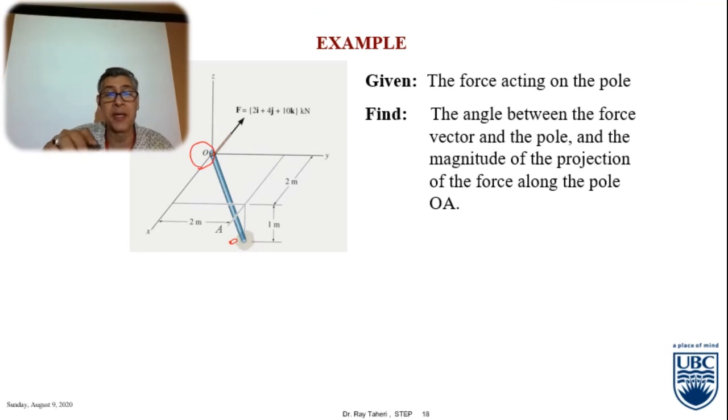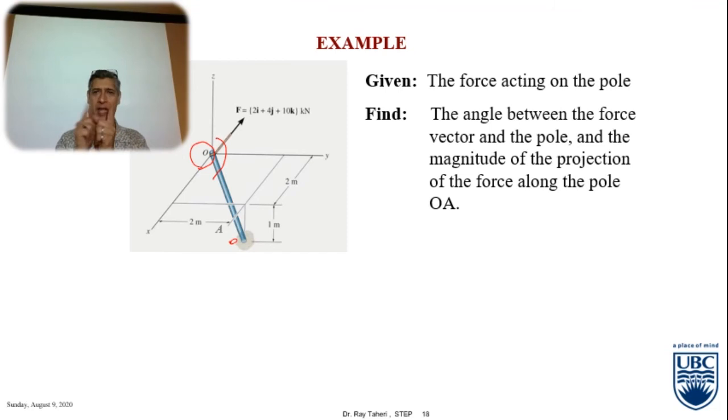You have the force F, 2I plus 4J plus 10K kilonewton, and the question is asking what is the angle between the force and this rod. So what do you think? What would be the strategy in this question? What is the best way to find the angle between two vectors? Let's go back to one of the applications of the dot product.